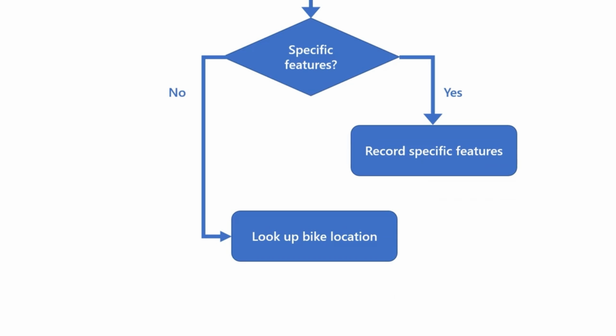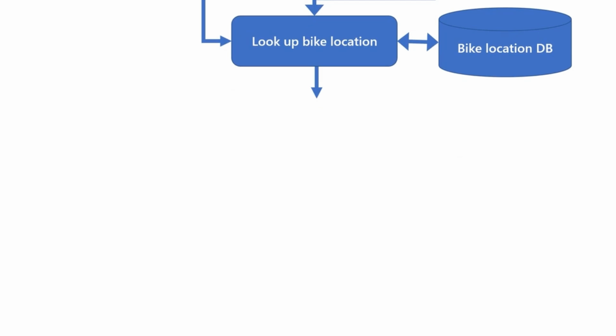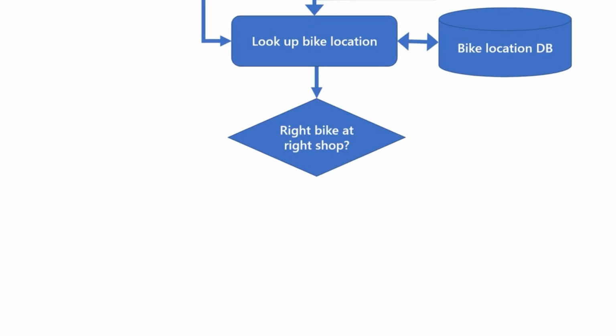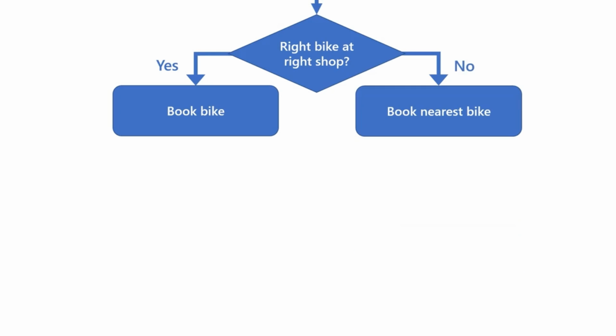So where are all the bikes with that frame size and the features the customer wants? This information is obtained from the bike location database and is kept up to date by the barcode scanning system. The next step is to check if there is a bike with the right features and frame size in the right shop. If yes, then book that bike. If not, then identify where the nearest bike is and reserve that bike.